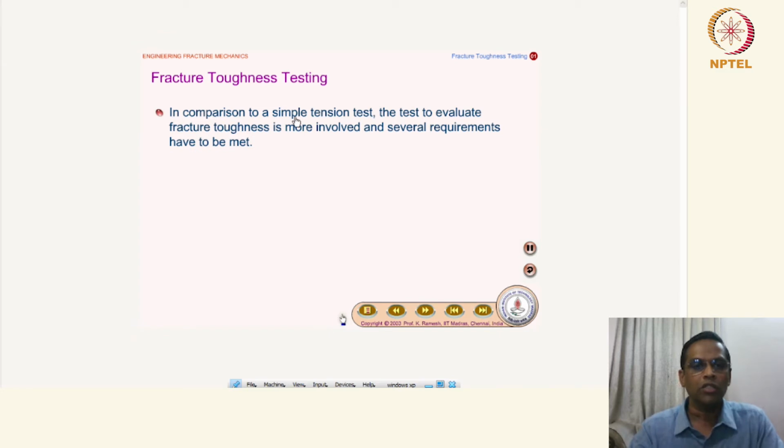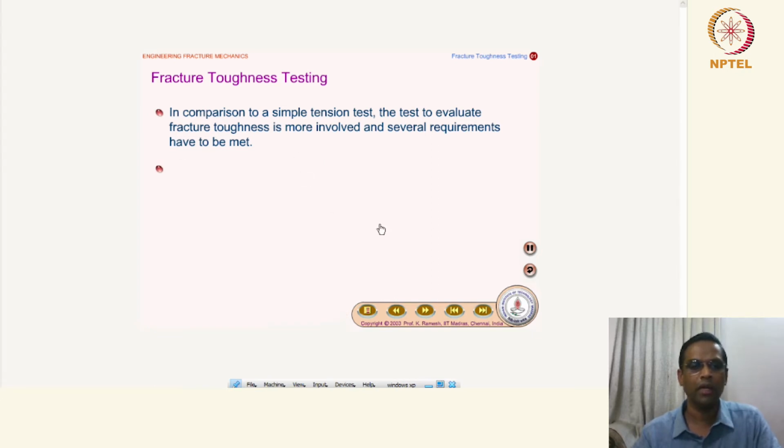In comparison to the simple tension test, the test to evaluate fracture toughness is more involved and several requirements have to be met. It cannot be compared to, in fact, any other mechanical test as far as criticality and critical analysis are concerned. This is quite an involved test.